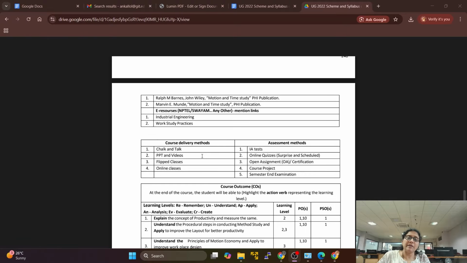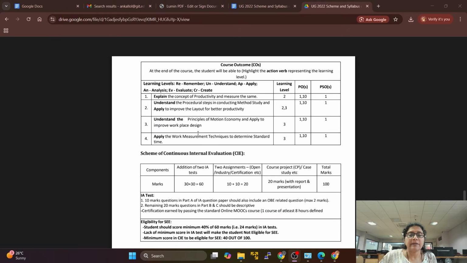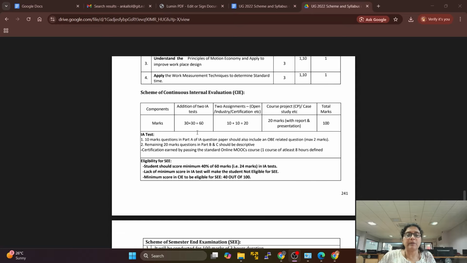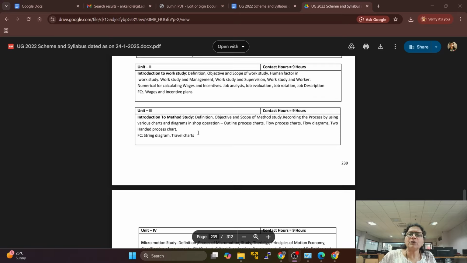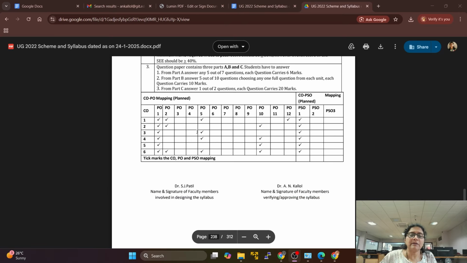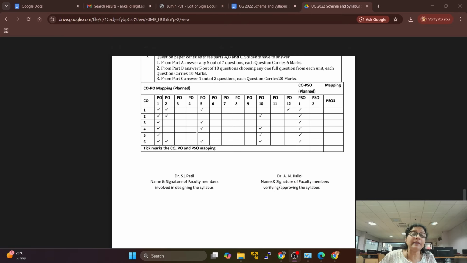And I'll be taking the class and I'll be explaining everything during the classes. So you can go through the syllabus, and reference books are also there. It's a good subject, and it is relevant for any engineer.